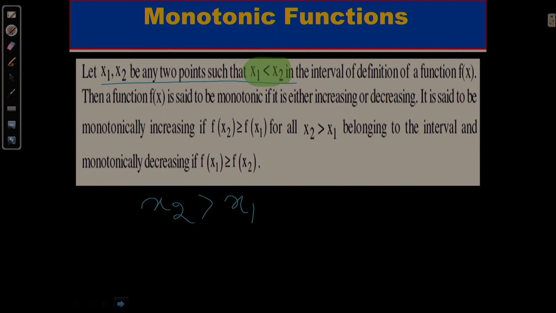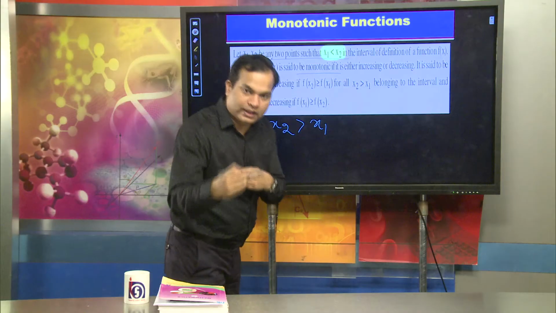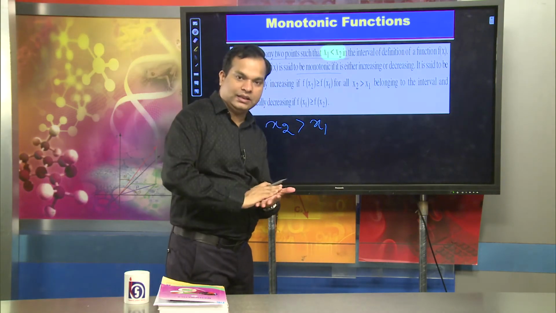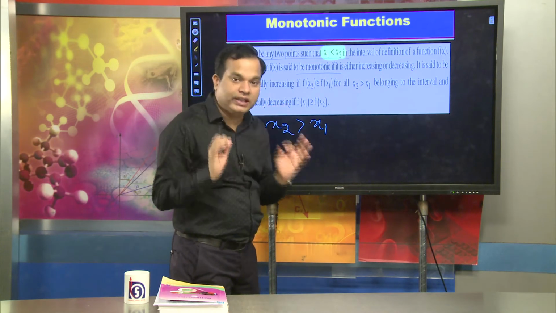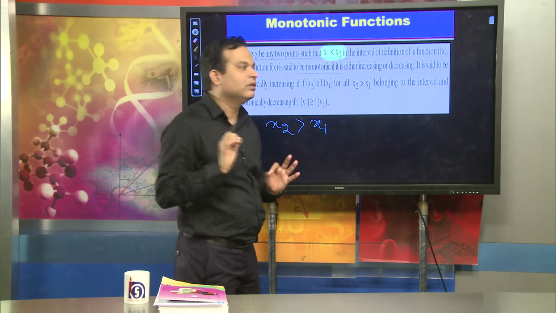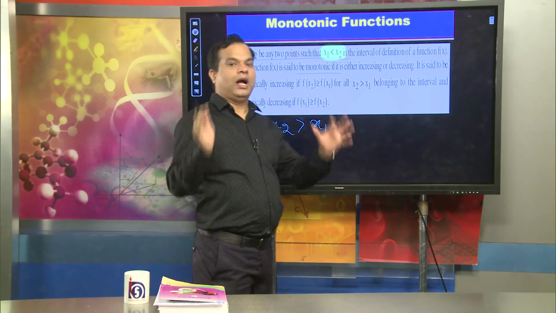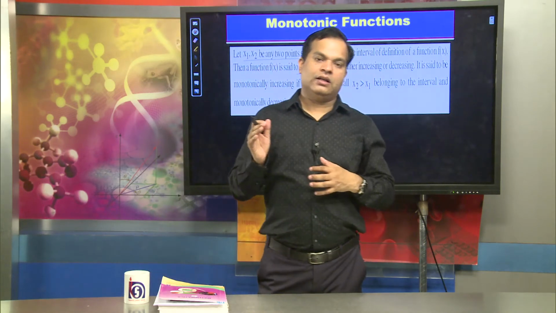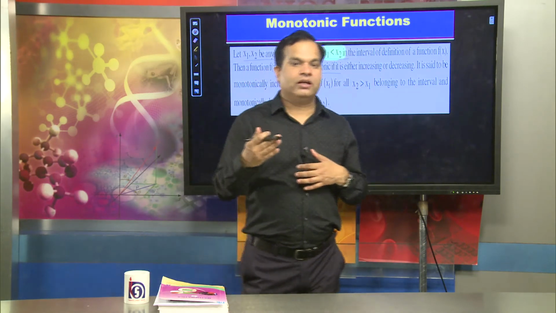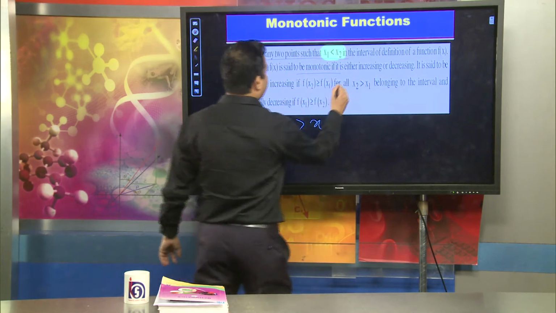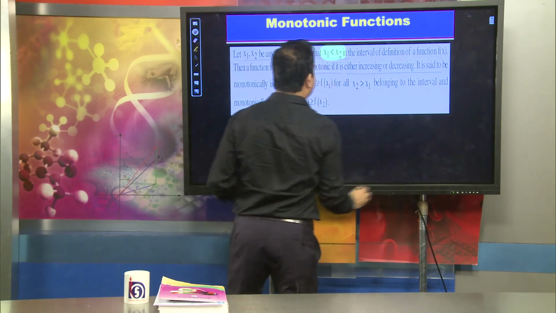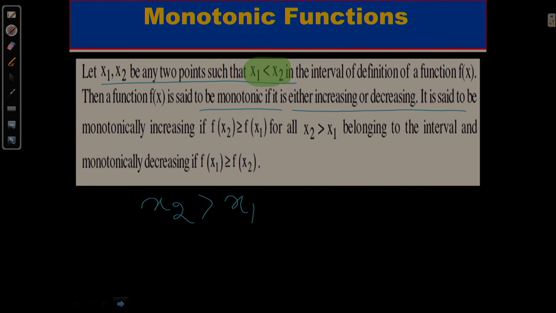A very important thing is that we can say the function is monotonic if it is either increasing or decreasing. Then we can say that the function is a monotonic function. So, two things are important: either increasing or decreasing, then we can say it is monotonic. That is the very important thing. It is said to be monotonically increasing.